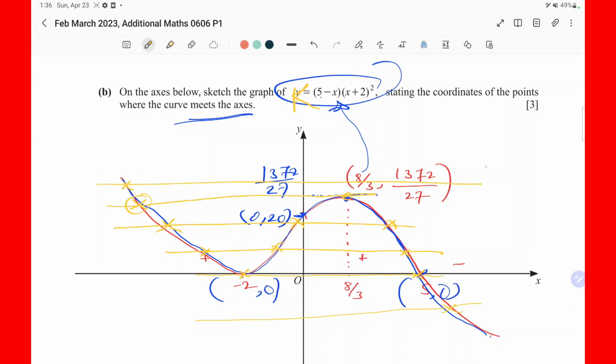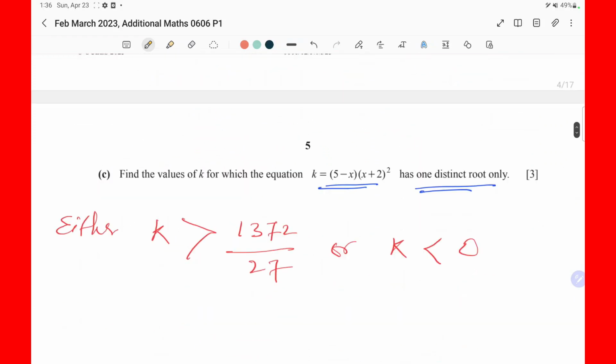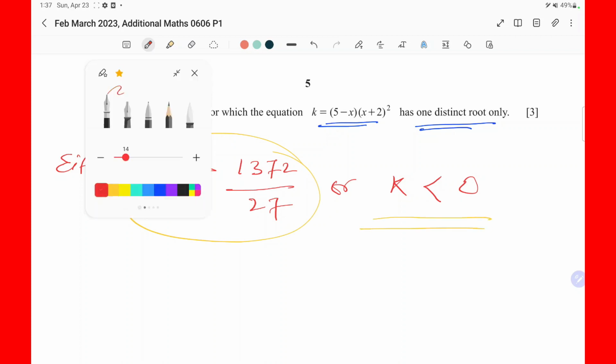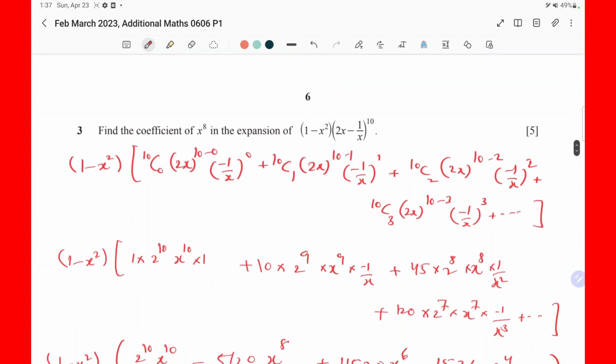It means we understood this: k either should be greater than 1372 over 27, or it should be smaller than 0. Because if it is smaller than 0, then it will be below the x-axis. If k is greater than 1372 over 27, then it is above this maximum point, and then it will intersect at one point only. So that's why either k is greater than 1372 over 27 or k is less than 0. Okay, now move to the next question.